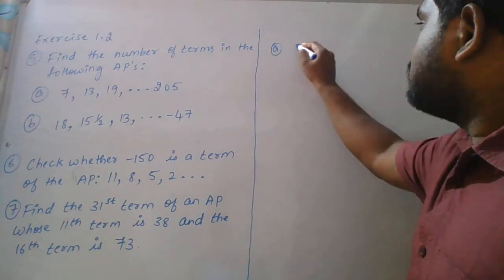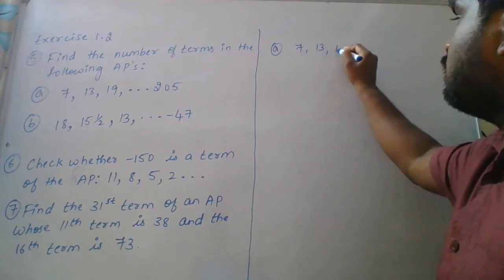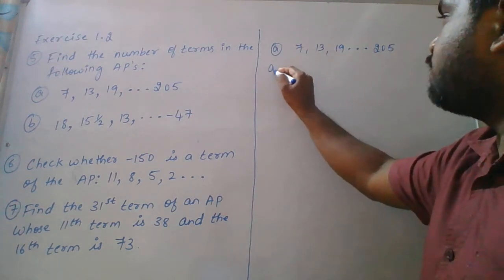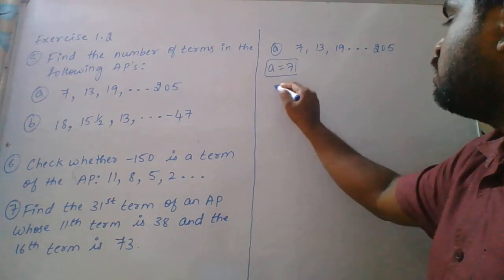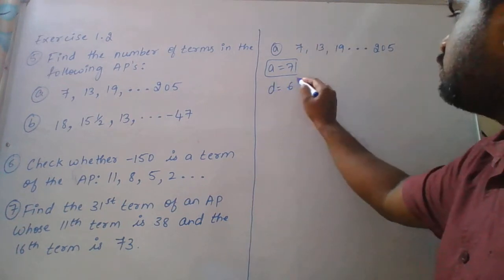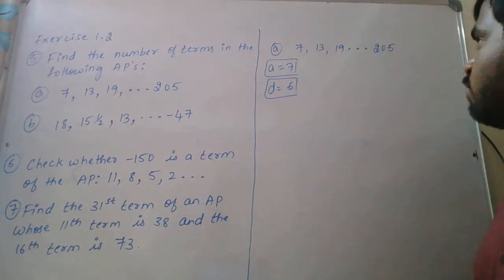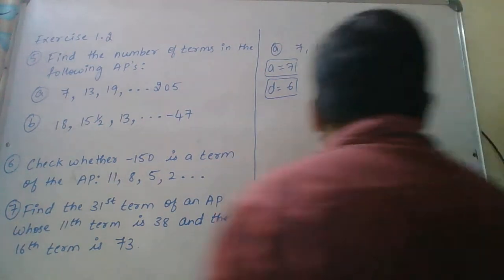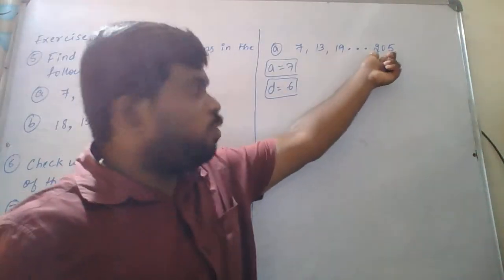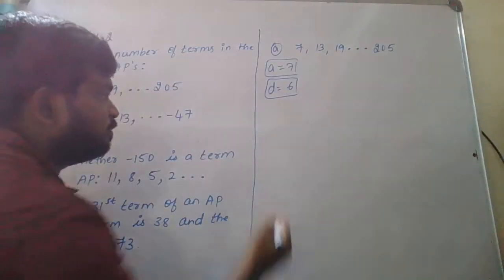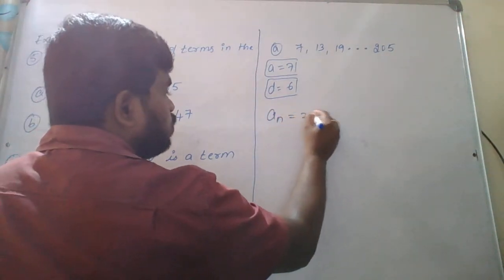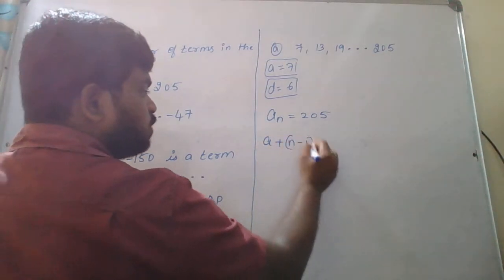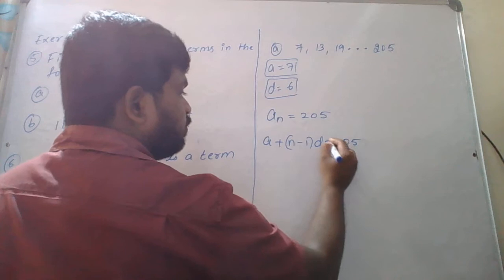Let's take the first question. 7, 13, 19, so on up to 205. As usual, let's find the value of A, that is 7. D is 13 minus 7, 6. Now, as I told you in the previous question, this is in the last place, so I can take it as AN, since I don't know which position it is. So AN is equal to 205. Below AN, write its formula: A plus (N minus 1) into D equals 205.